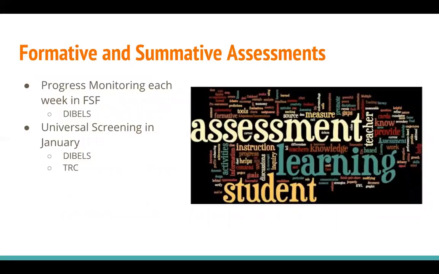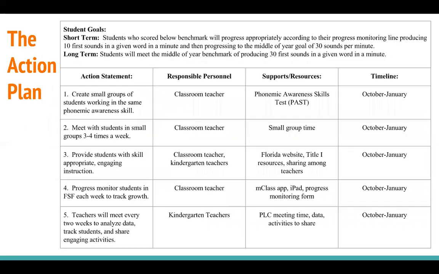So to look at formative and summative assessments to see if what we're doing is working, we're going to be using progress monitoring each week in first sound fluency. And we're using that through M-Class and DIBELS. And then our universal screening is long-term, and it's in January. So that will be our overall summative assessment. And that's going to be through DIBELS and TRC.